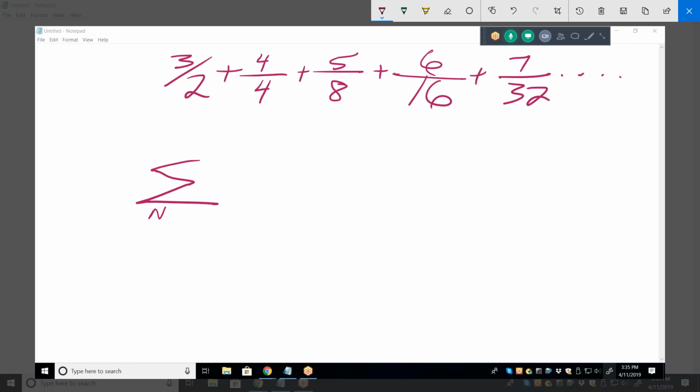Okay, so we need it to go from some number to infinity, because it's an infinite series. And we need the first term. Let me think about this for a second. Let's see, if n's going to go from 1, well, let's let n go from 2. So what do we have? We have n plus 1 all over n squared.